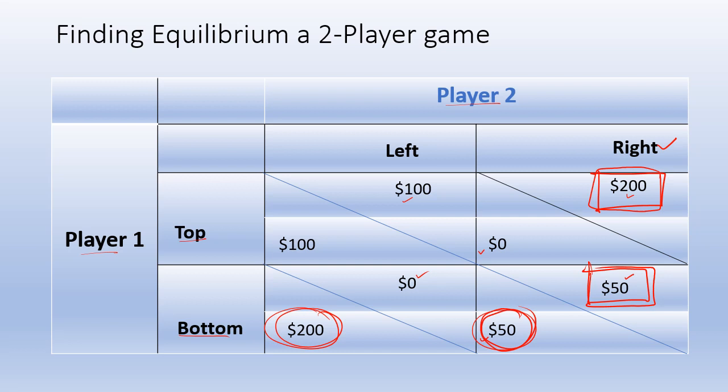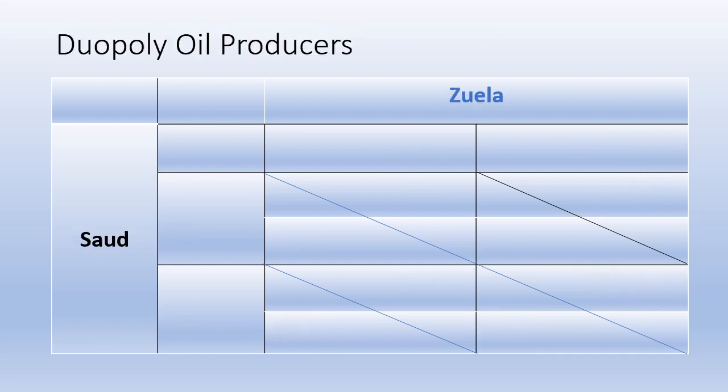So in that sense, just because each player has a dominant strategy, this game leads to an equilibrium which is also called a dominant strategy equilibrium. Now let us do an example of a game using the trick that we have just learned.